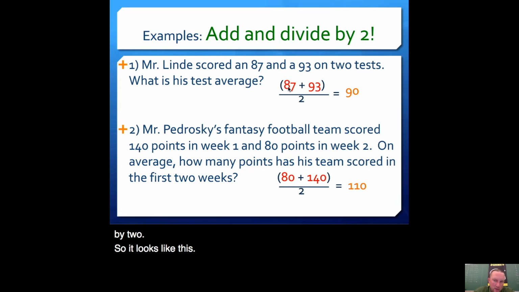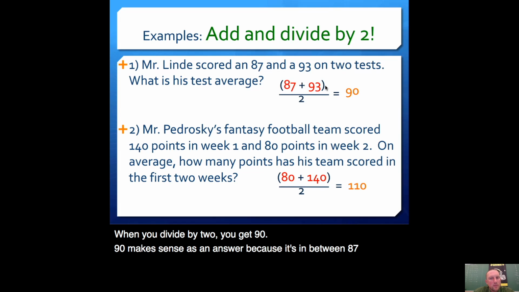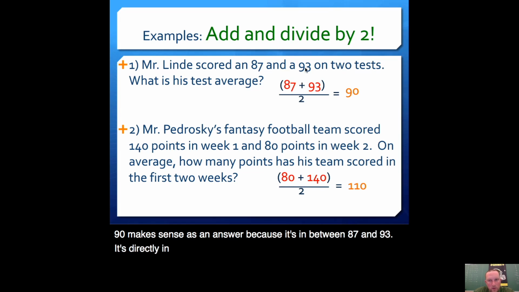87 and 93, add those together first, and you get 180. When you divide by two, you get 90. 90 makes sense as an answer because it's in between 87 and 93. It's directly in between. It's 3 units away from 93 and 3 units away from 87. That's what an average is.